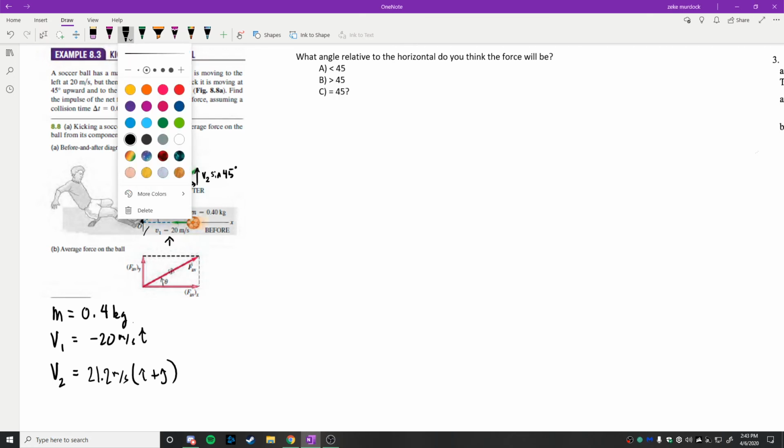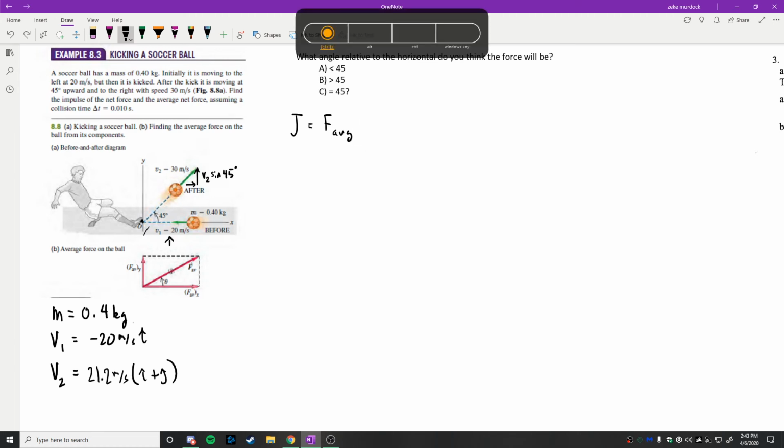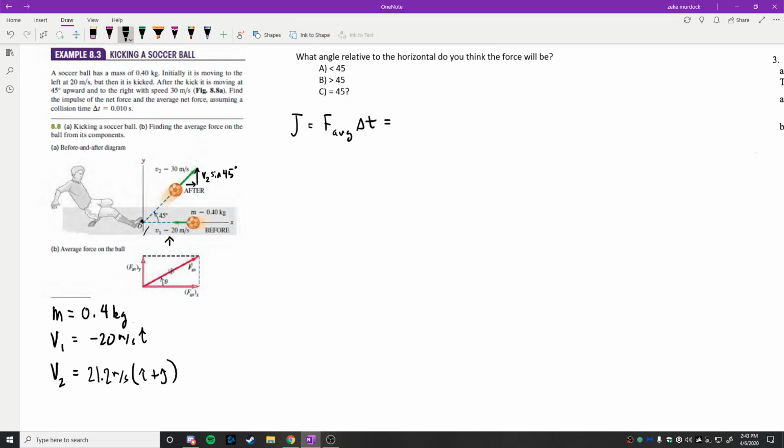So our equation that we use for problems like this basically just says impulse is equal to average force times the time interval over which it acts, delta t. And this is going to be equal to the change in momentum of your object.